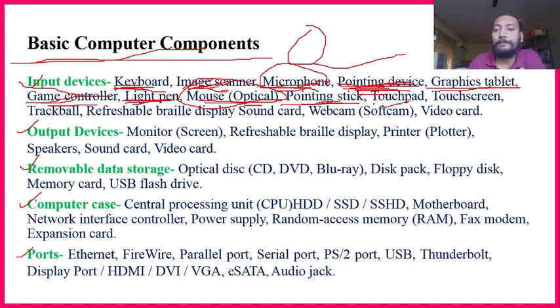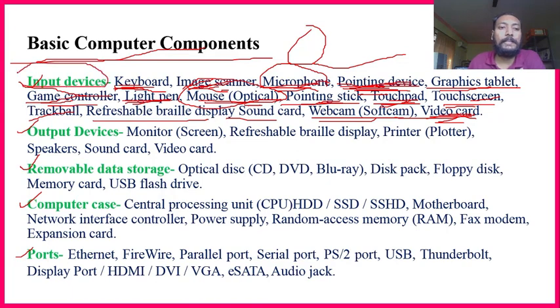Then touchpad. A pad will be there, with a pen to write, and on screen it will be visible. Touch screen. Nowadays there are touch screen laptops also. If you touch the screen, the screen changes. Then trackball. Refreshable braille display. Webcam. See, this is the webcam we have to get good clarity of video. And video card, different types of cards, different external devices. All of it is putting information from outside to inside. That is called the input device.